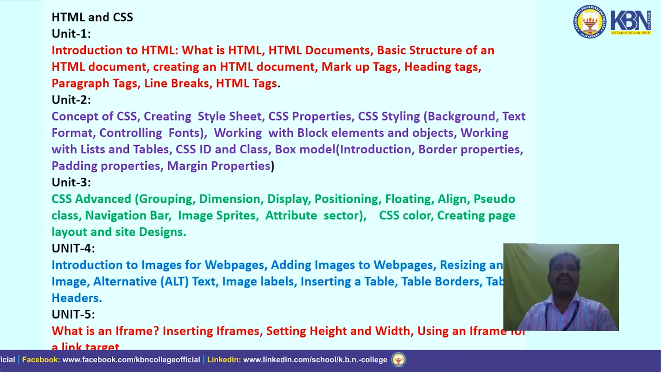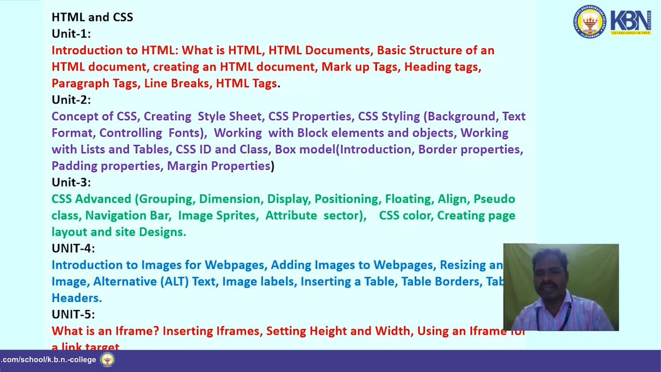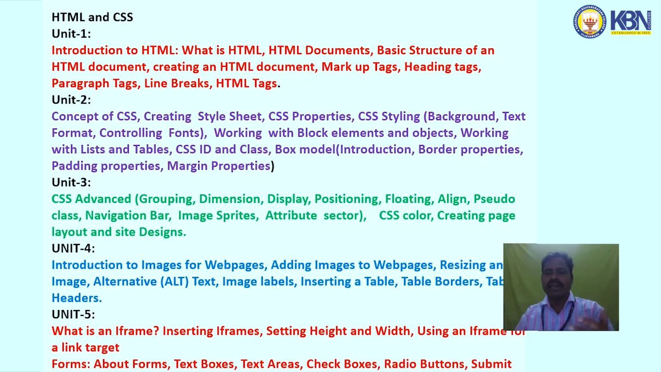Basically, an HTML document is a black and white document. The second one is CSS. It converts the HTML document into a colorful and attractive one, with borders and backgrounds. CSS is like a color TV, and HTML is like a black and white TV. So it is a complete advancement from the HTML document to CSS. The third concept is advanced CSS, another version of the CSS concept.